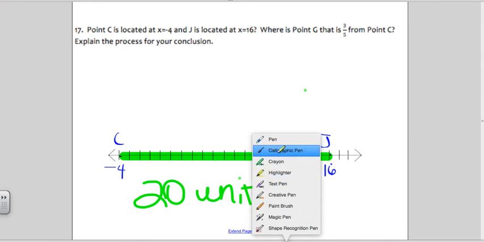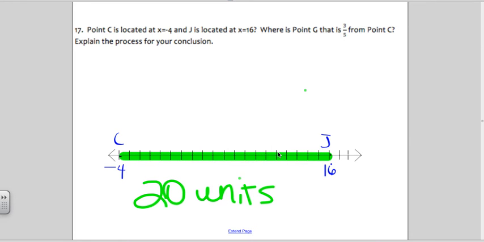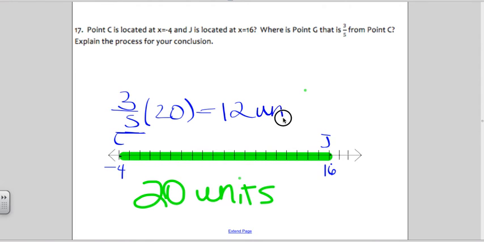Now I need to find out how much 3/5 of the way would be. So I need to find out what 3/5 of 20 is. Well, 3/5 of 20, that just means I'm multiplying those two. So if I were to multiply this out, 20 divided by 5 is 4. 4 times 3 is 12. So I know that 3/5 of the way should be 12 units.